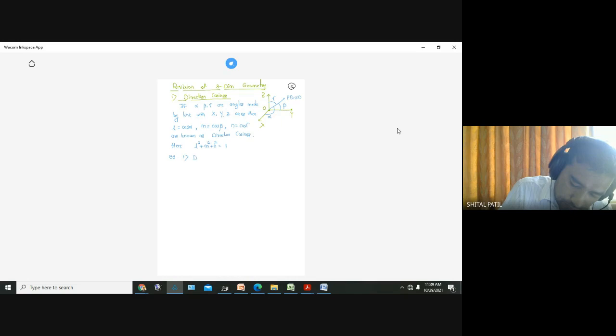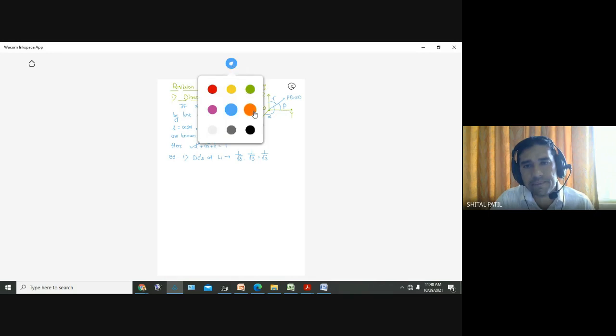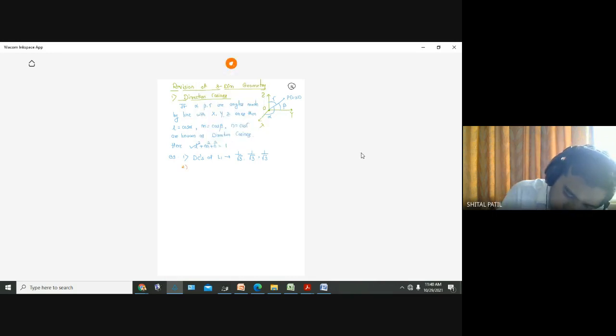For example, direction cosines of L1 are 1 upon root 3, 1 upon root 3, 1 upon root 3. You can check whether L square plus M square plus N square is 1 or not. Okay, right. Second, one upon root 2, 0, minus 1 upon root 2. Okay, then another second.